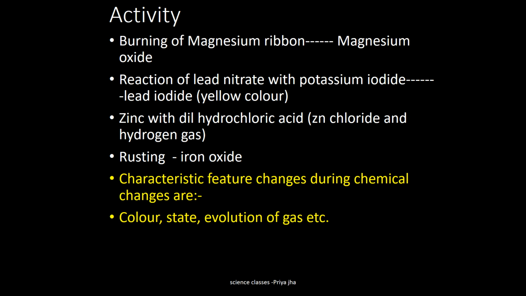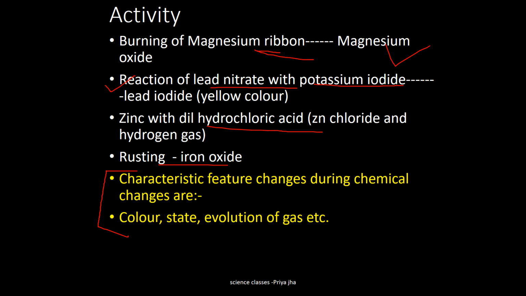Now we will discuss the activities. I have listed the activities according to the NCERT: the burning of magnesium ribbon, which you already did in your class 6th, 7th, 8th, but this is given in your NCERT. So we will discuss the burning of magnesium ribbon, the reaction of lead nitrate with potassium iodide, and, since this time in the sample paper they have asked this question, zinc with dilute hydrochloric acid, rusting of iron, and the characteristic features that change during chemical changes.